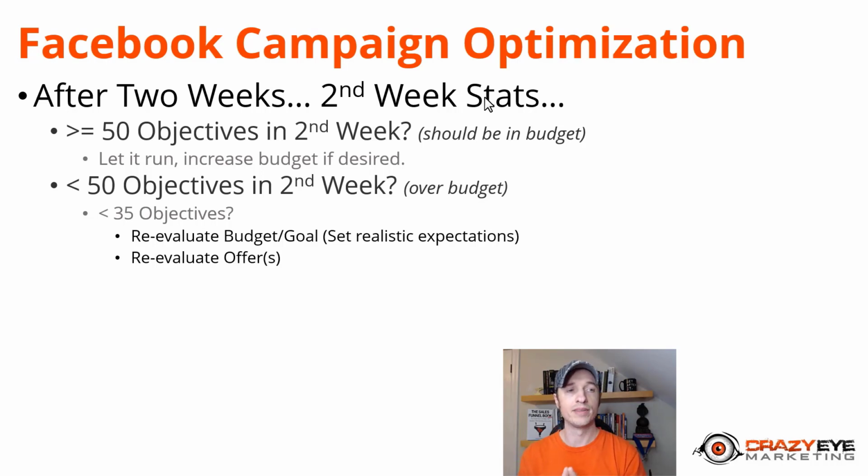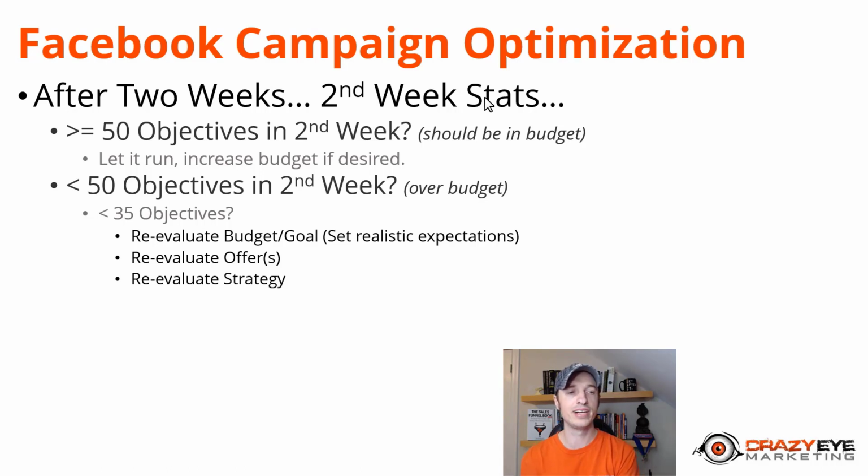Also, if you're way off from the 50 objectives in that second week, you need to probably reevaluate your offers. Maybe your lead magnet or your products or your services aren't good, aren't stuff people want. Or maybe your sales pages aren't very good, or they don't address the problem well. You've got some work to do around what you're presenting to people at that point in time.